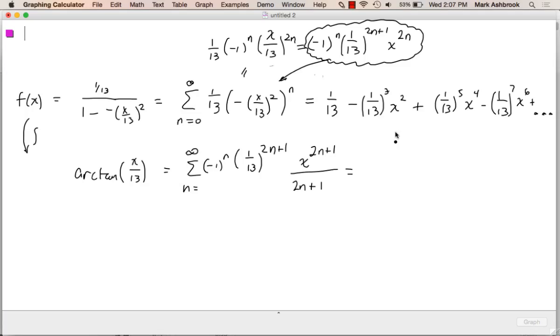Then the antiderivative of each of these terms: 1/13 gives us 1/13 x. Antiderivative of the next is 1/13 cubed times x cubed over 3, plus 1/13 to the 5th, x to the 5th over 5. And I don't have room for that.